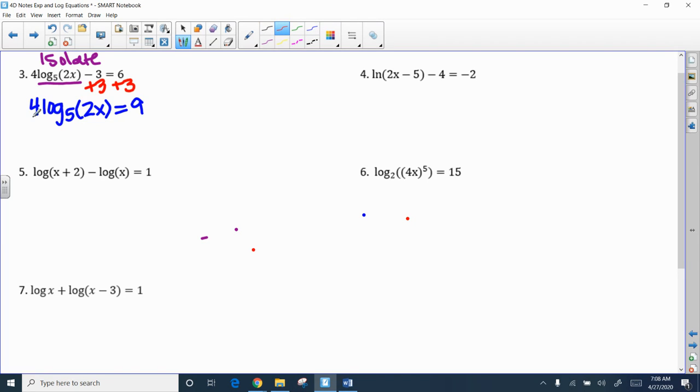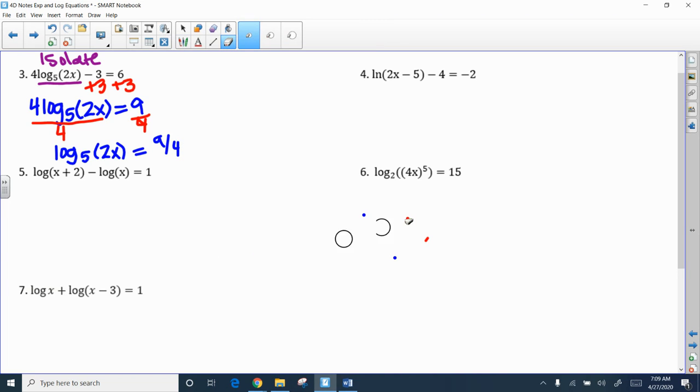Then I still have to get rid of that 4 that's in front. The best way to deal with that is to divide by it. Right now it's multiplied by the logarithm, so I can get rid of it by dividing. Then we have log base 5 of 2x equals 9/4. You could put this as a decimal, 2.25, but I'm just going to leave it as a fraction, 9/4. That's step 1, isolate.